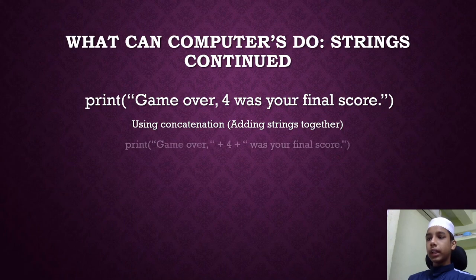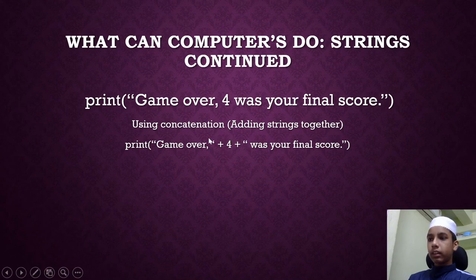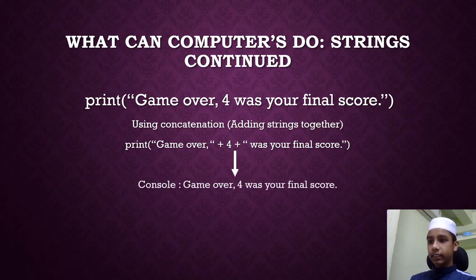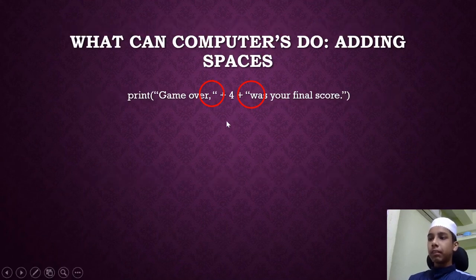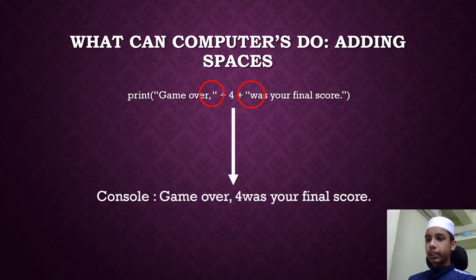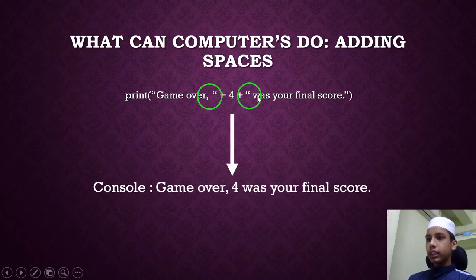So we will use some concatenation. In place of 4 we will add something known as plus. In quotation marks we will give here plus 4 plus, and was your final score. What will be the answer? The answer is the same. If we give like this also and like this also, the answer will be the same. But if we give here 4 plus 4, then the answer will change: game over 8 was your final score. If you misplace some space, see here, the result will not be correct. So for that you should give here some space.